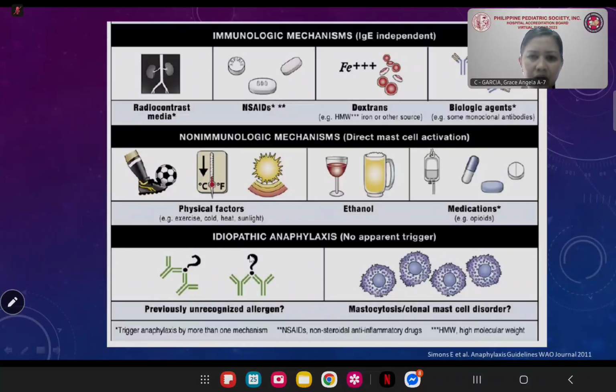So there are idiopathic causes of your anaphylaxis, due to a previously unrecognized allergen, or if your patient is having mastocytosis or a mast cell disorder. But I refer these patients also to the hematologist.